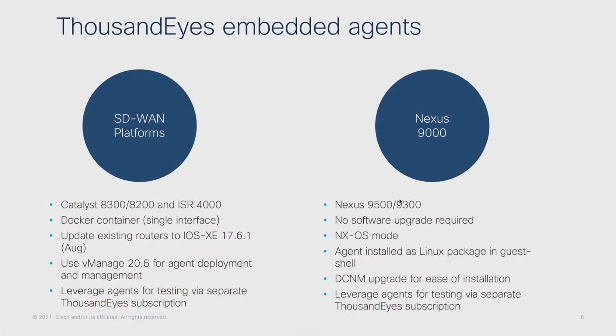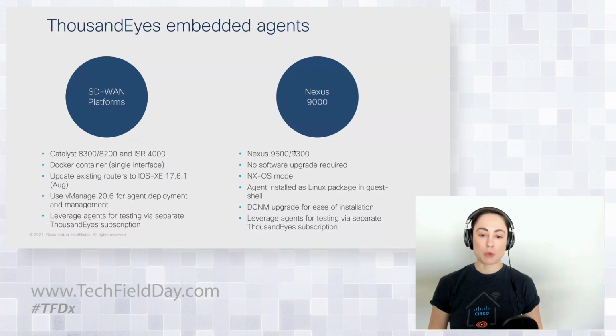And in terms of some of the details on this, the Catalyst 8300, 8200, and the ISR 4K are what are covered in terms of the SD-WAN platforms. It deploys as a Docker container. In the initial implementation, it's just going to have a single interface, but there are plans to add additional interfaces to make it easier to do some of the more complex testing, like full mesh testing between SD-WAN sites, for example. And this is going to be available in August.